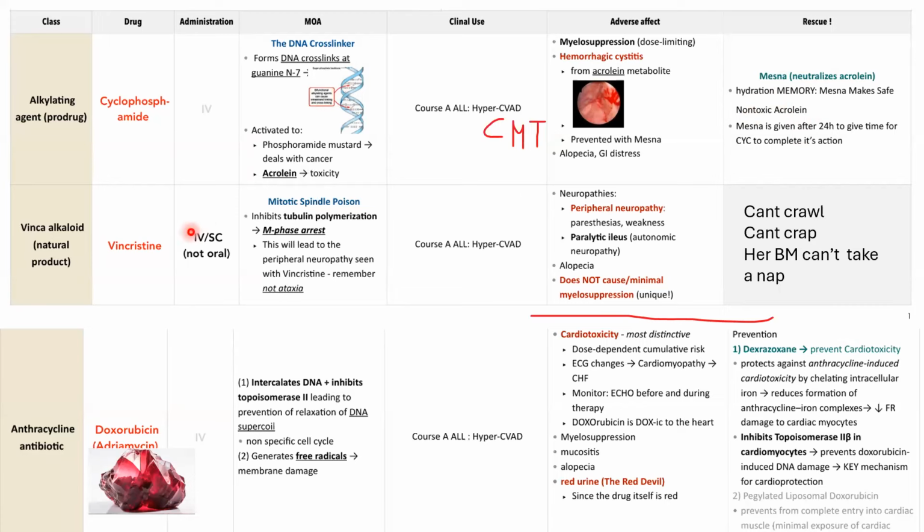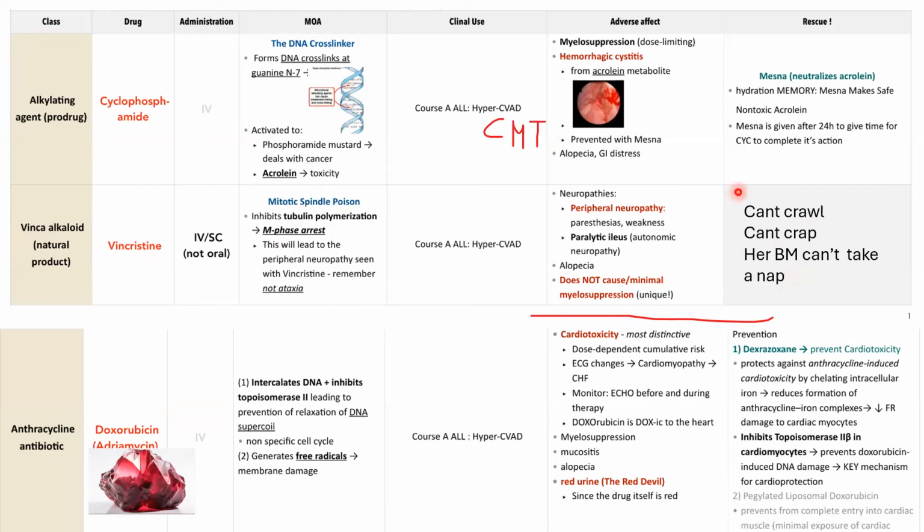Now, for vincristine, like we said, the V is with the M, so it works on the mitosis or the M phase. How does it work on mitosis? By inhibiting the tubulin spindle formation. So very easy to remember, because if you remember the M, you can remember everything with it. Now, how do we remember the side effects? So vincristine, Vinsa: Vinsa can't crawl, can't crap, her bone marrow can't take a nap.